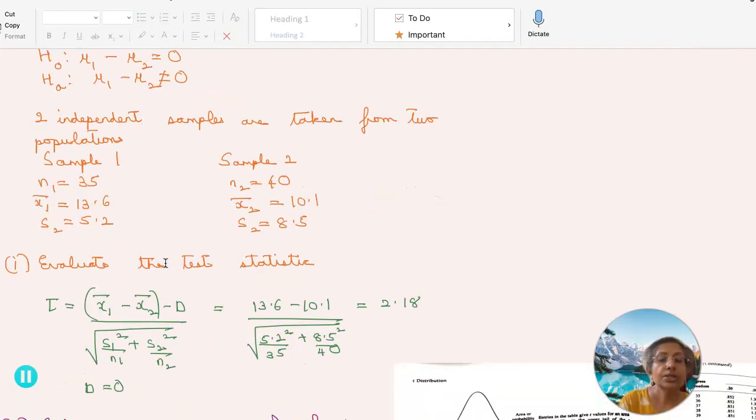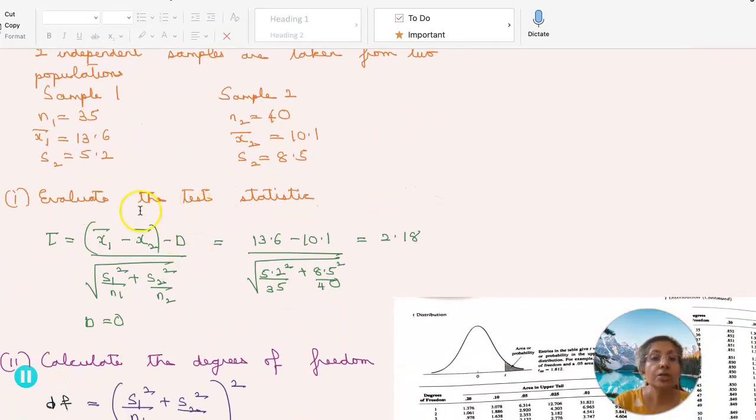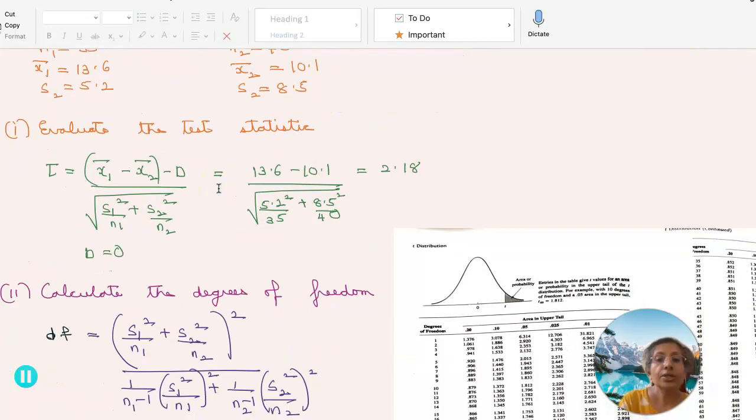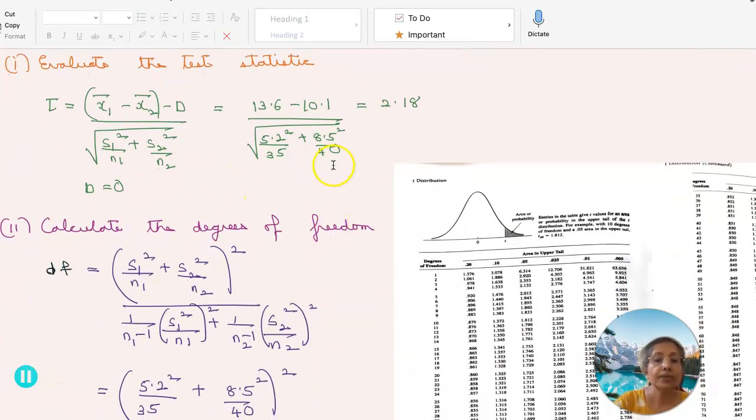So the first question is evaluate the test statistic. So that is given by t equal to x1 bar minus x2 bar minus D by root s1 squared by n1 plus s2 squared by n2. What is D here? D is 0 here. So substituting, you get it as 2.80.